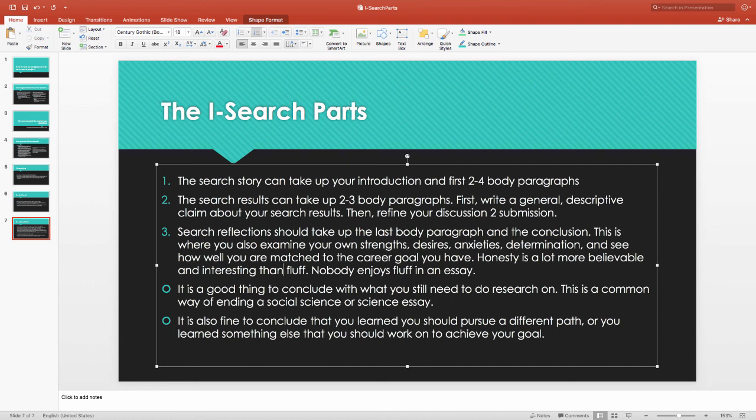It is a good thing to conclude with what you still need to do research on. This is a common way of ending a social science or a science essay. It is also fine to conclude that you learned you should pursue a different path, or you learned something else that you should work on to achieve your goal. Okay, so these are the in-depth details for putting your paper together.